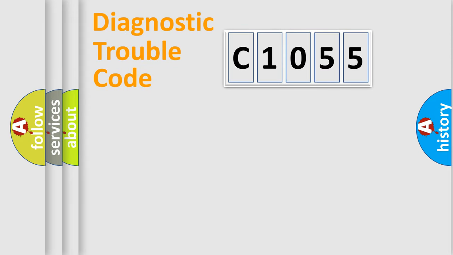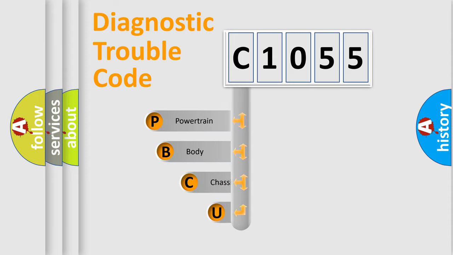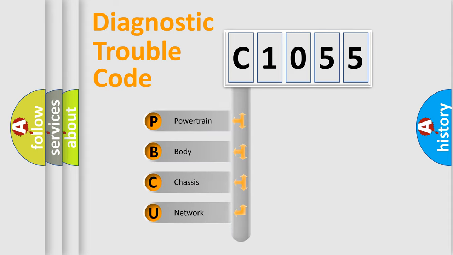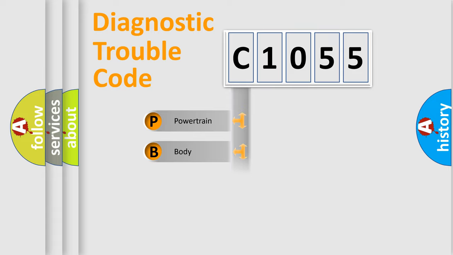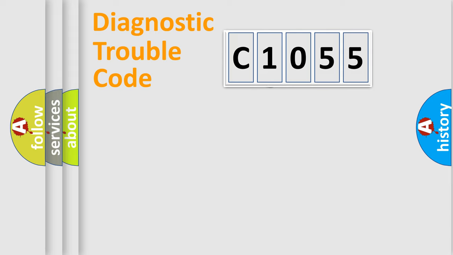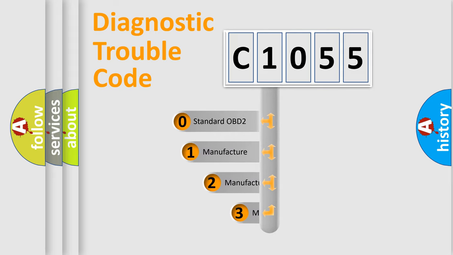Let's do this. First, let's look at the history of diagnostic fault code composition according to the OBD2 protocol, which is unified for all automakers since 2000. We divide the electric system of automobile into the four basic units: powertrain, body, chassis, network. This distribution is defined in the first character of the code.